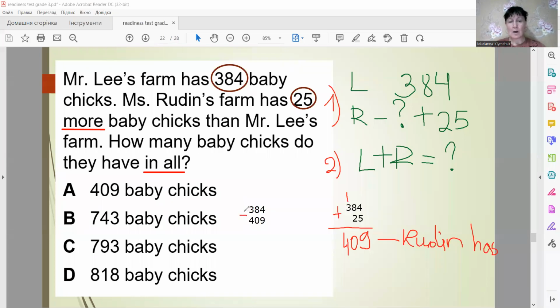Again, we solve in the same way. We start with ones. 4 and 9, 13. 3 here, 1 over. 1 and 8, 9. And again, we go down, 3 plus 4, 7. So 793 only. Now we can choose the answer. This is how we solve the problem.